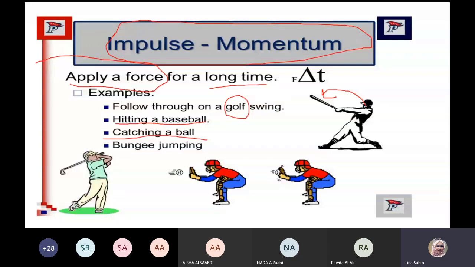That means the hard, strong force the player applied on the ball caused it to generate the momentum. And here, catching the ball: the ball is moving with a specific momentum because it has a velocity and mass. After that, the guy will catch the ball with a force and a specific time. So these two magnitudes are supposed to be equal. We need to see that in another example.